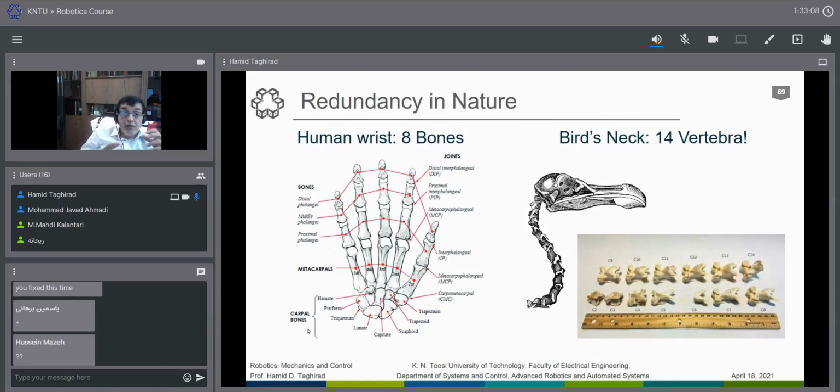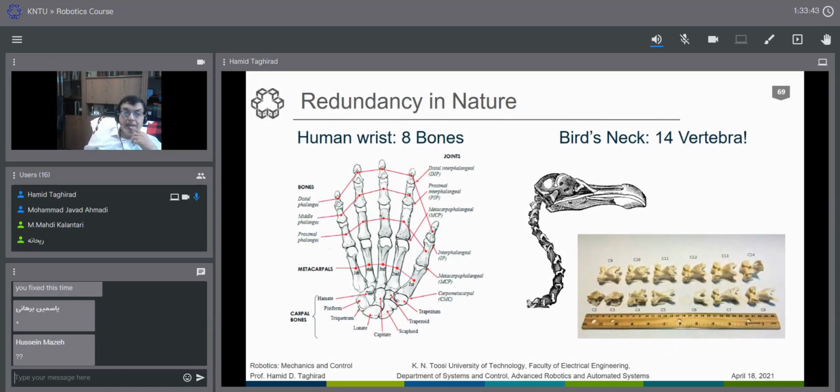Of course, for smaller creatures, insects and maybe some small creatures, you don't see that much redundancy here. And of course, you can understand. If you look at that, you can imagine why birds need more degrees of freedom. Why should birds' necks be more dexterous?